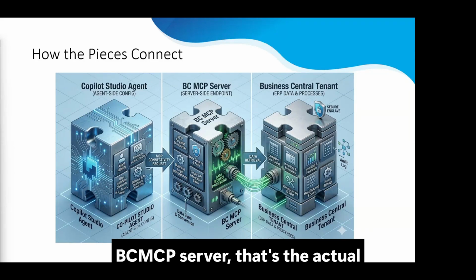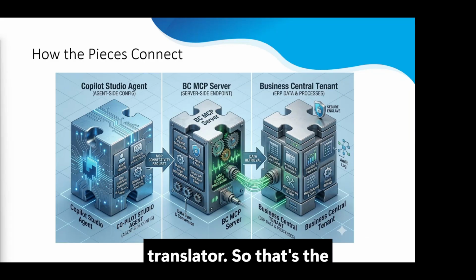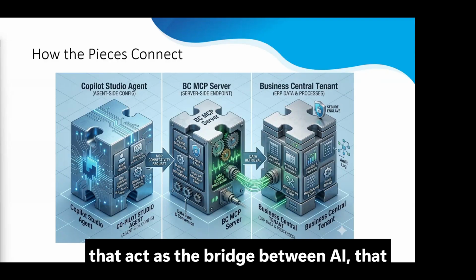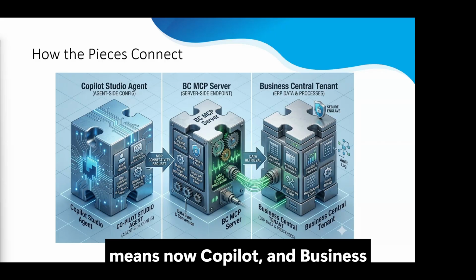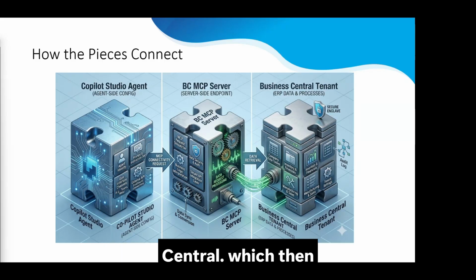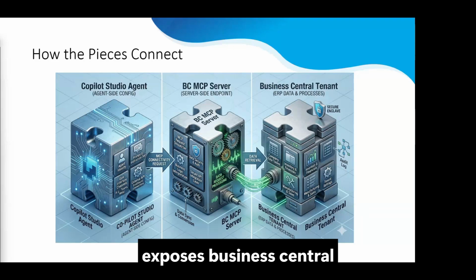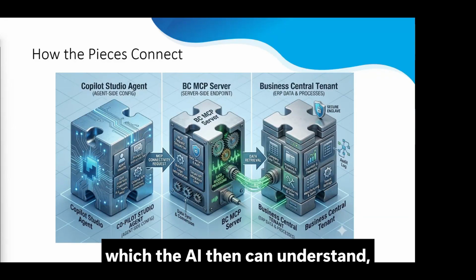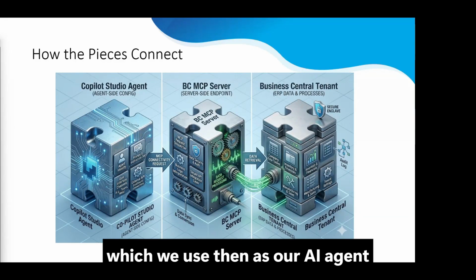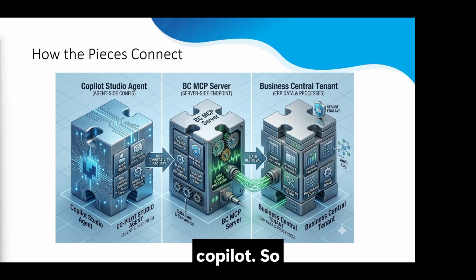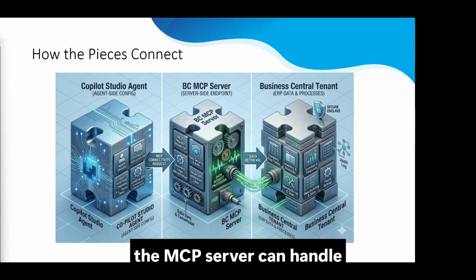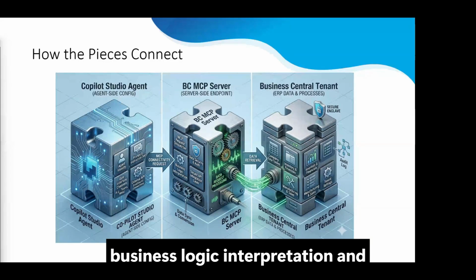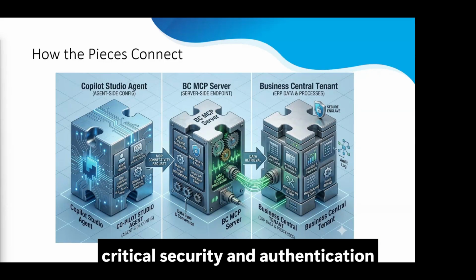If we move on to the BC MCP server, that's the actual translator. So that's the functionality within Business Central that acts as the bridge between AI, which now means Copilot, and Business Central. It exposes Business Central capabilities as standard tools which the AI can understand, which we use as our AI agent Copilot. So the MCP server can handle requests, dispatching, business logic interpretation, and critical security and authentication protocols.